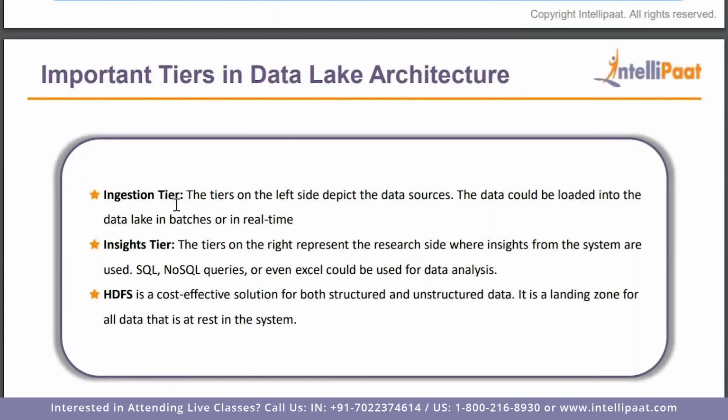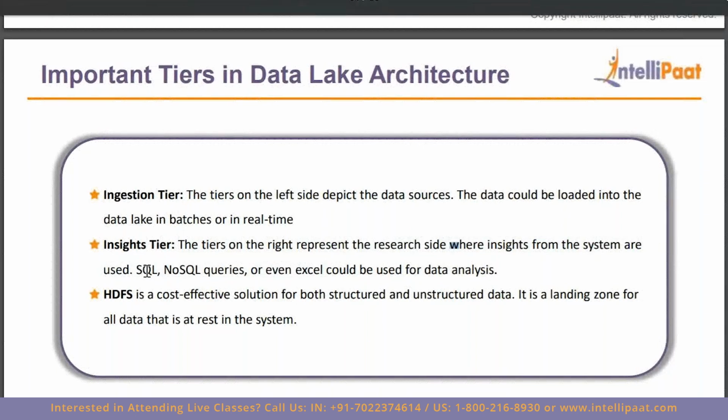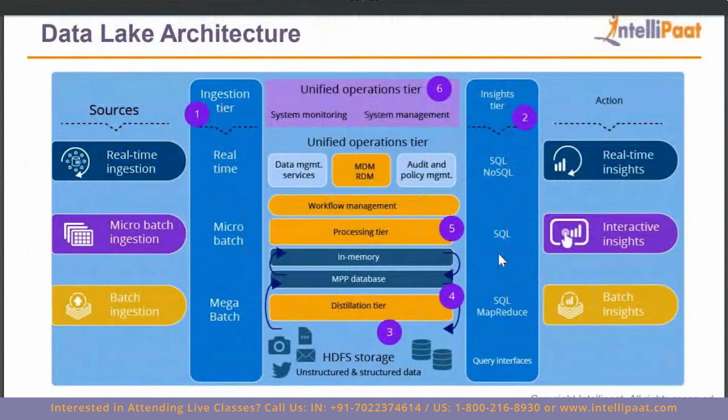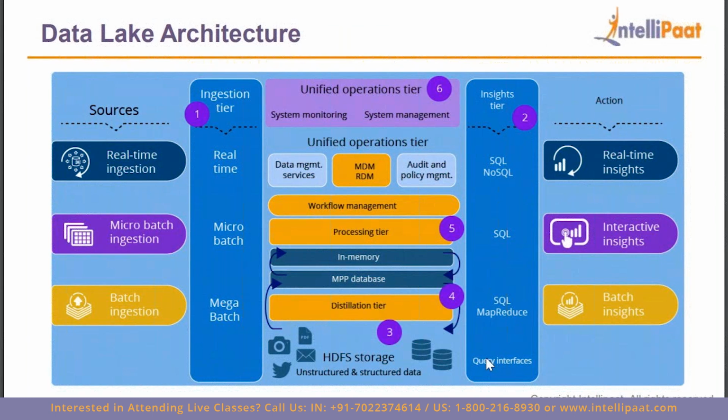So next is the insight tier. The tier on the right represents the research side, where insights from the systems are used. SQL, NoSQL queries, or even Excel could be used for data analysis. You get the data, you do all the operations, and then from here you can use any of these things. You can either query it through SQL, or load it in a NoSQL database, or do MapReduce, or simply use a query interface. And what you choose is completely based on your business requirement.